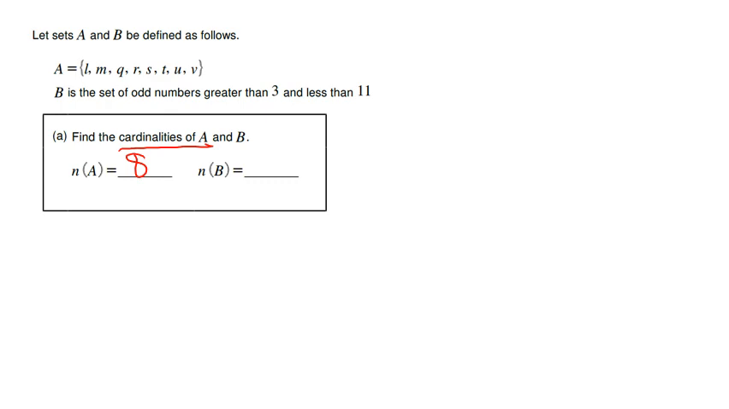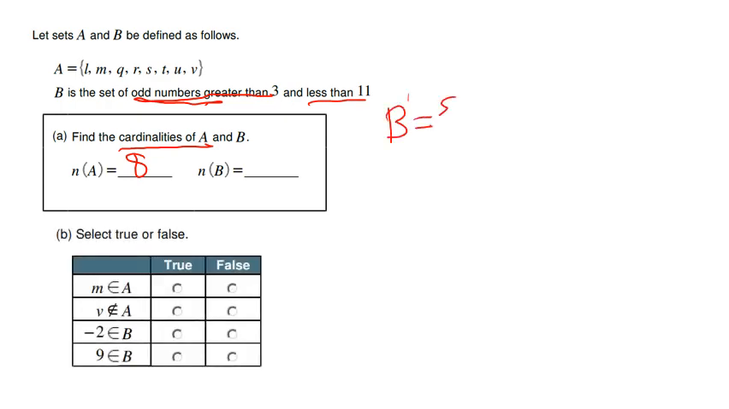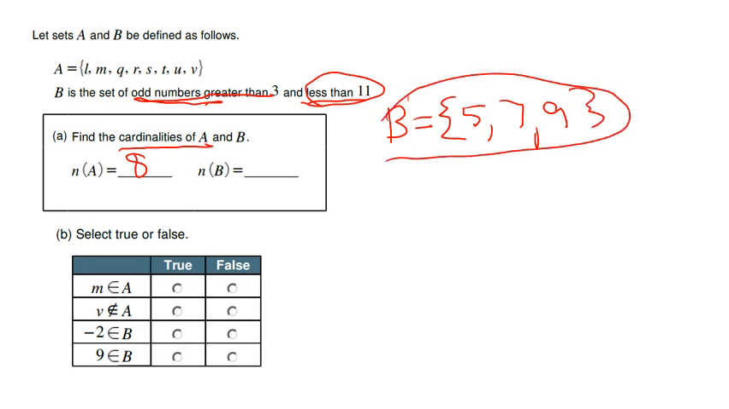For B, the set's being described, so we better be careful here. There are odd numbers greater than 3, less than 11. So B actually looks like this, and this is what you really should do. Odd numbers greater than 3: 5, 7, 9. But we have to stop because it has to be less than 11, and our next number would be 11. So B consists of 3 elements.